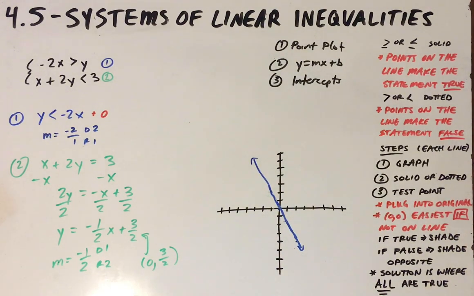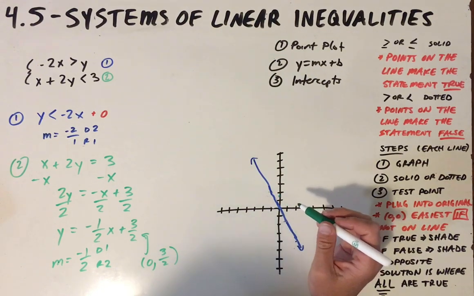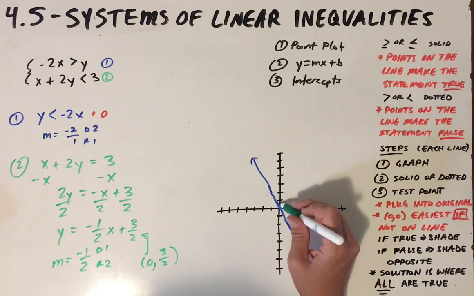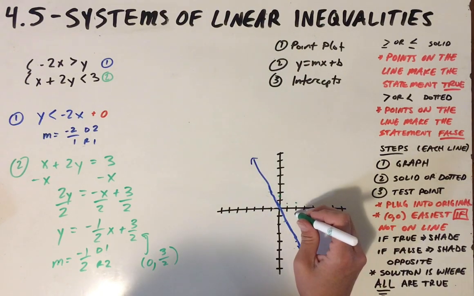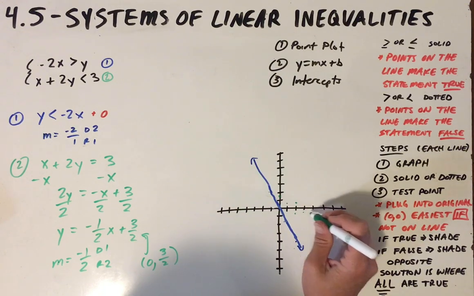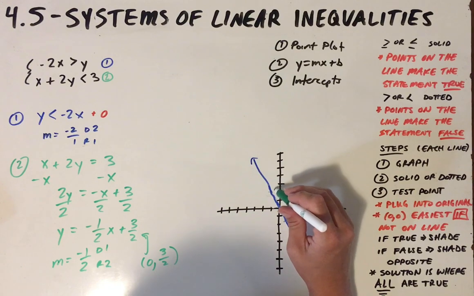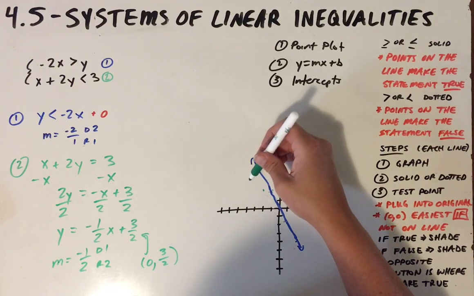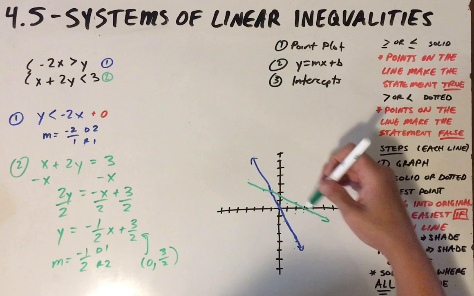So you are here. 0, 3/2 is this point right here. That's 1.5. And from here I'm going to go down 1 and right 2. Down 1 and right 2. Up 1 and left 2. Okay, so this line then is going to look like this.